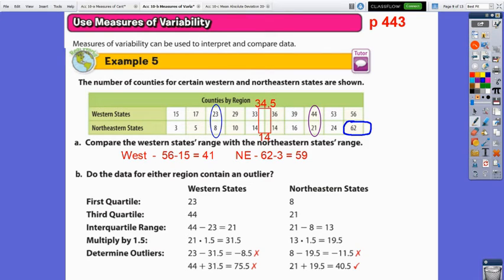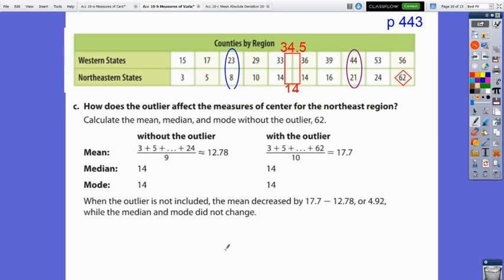Okay, so your observation would be, oh, there's one outlier. Otherwise, the Northeastern states have way fewer counties as far as the center is concerned, but they also have less variation because there's not as much change there. The Northeastern states' interquartile range is only 13 compared to 21 for the Western states.